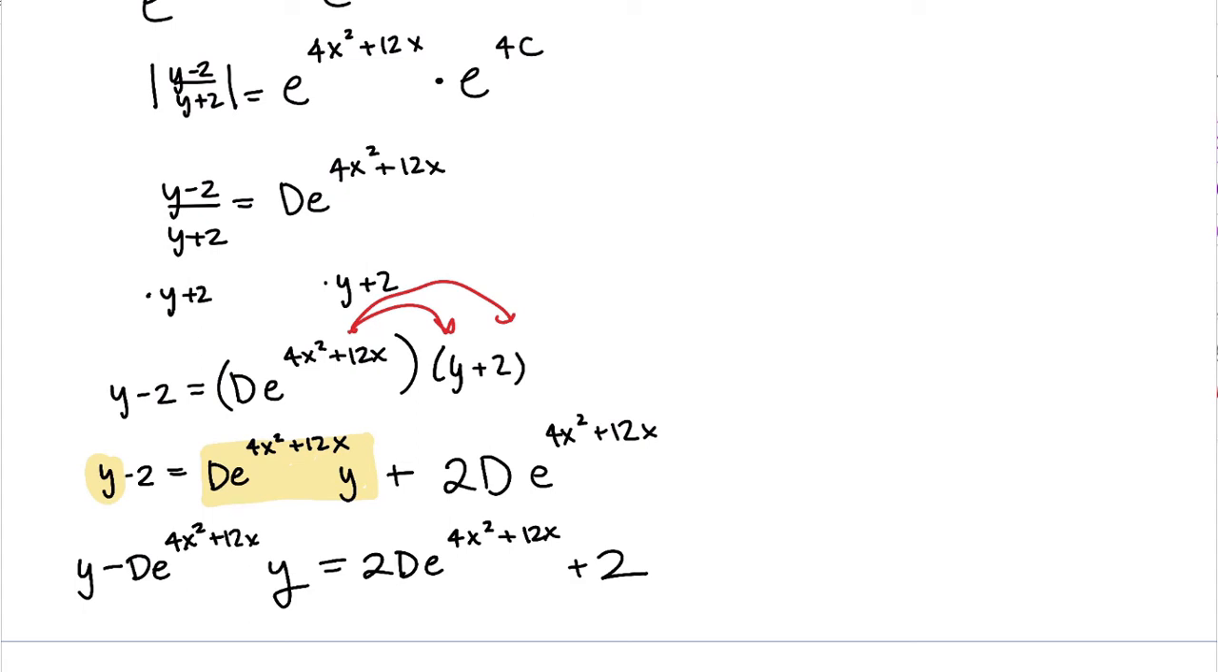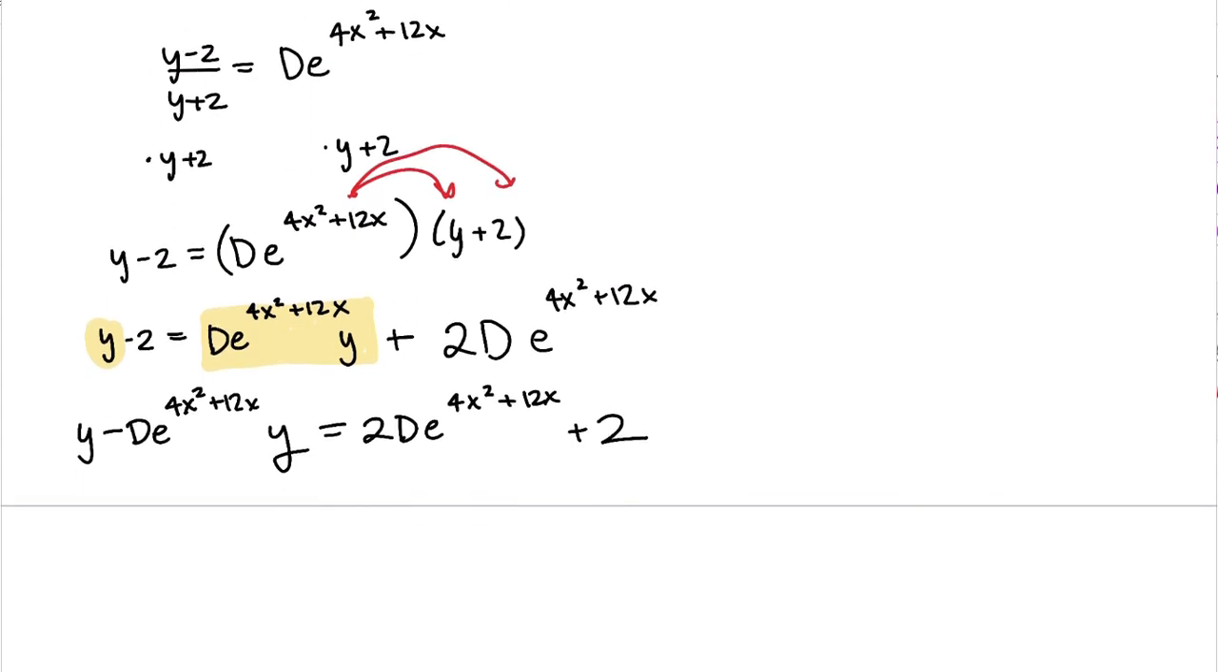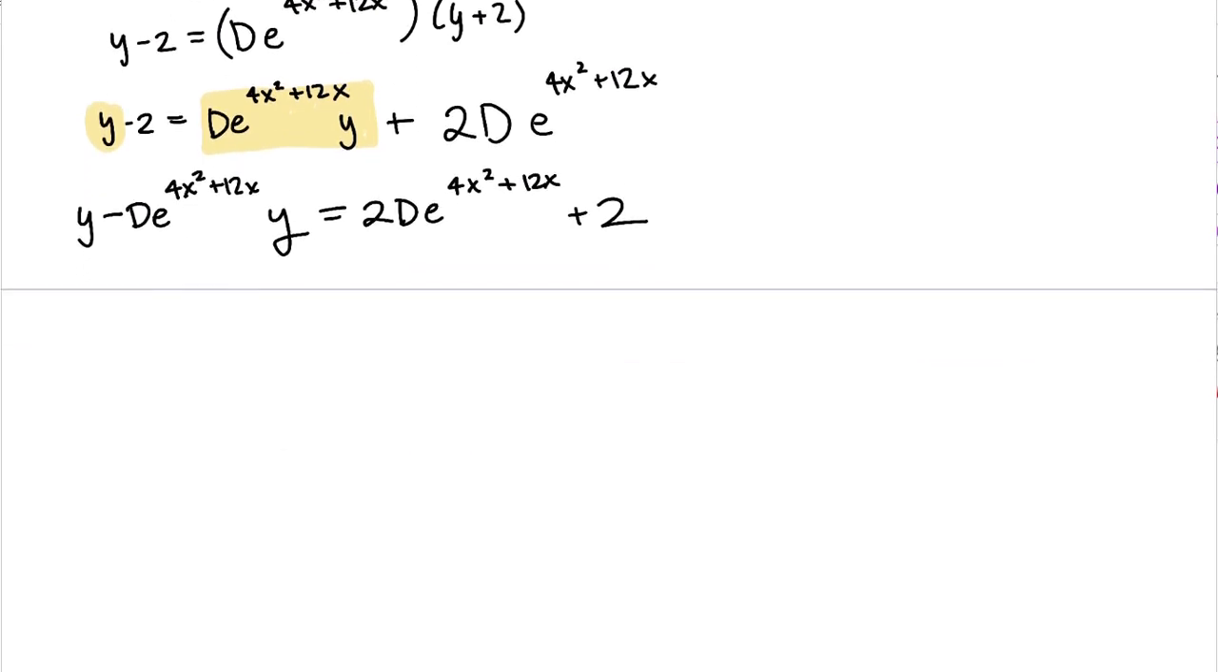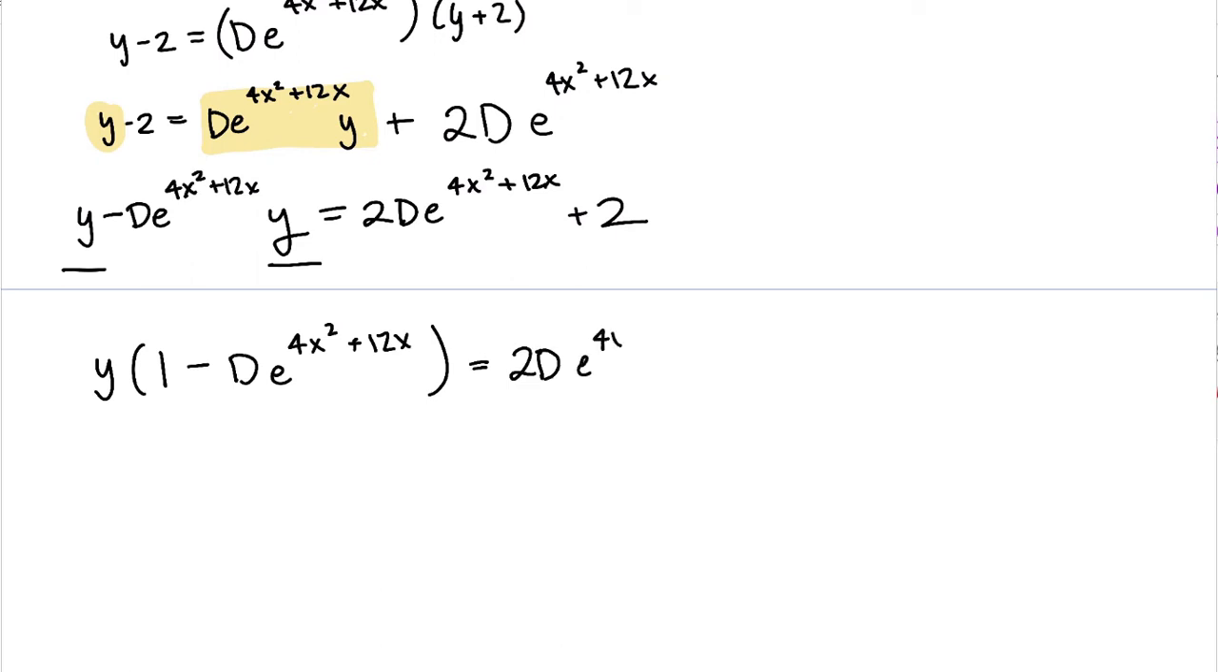So I'm putting all the y's on one side, all the x's on the other side. And now I have a common factor of y that I can factor out on the left. So I factor my y out, and I'm left with 1 minus d e to the 4x squared plus 12x. And then on my right-hand side, I have 2d e to the 4x squared plus 12x plus 2.